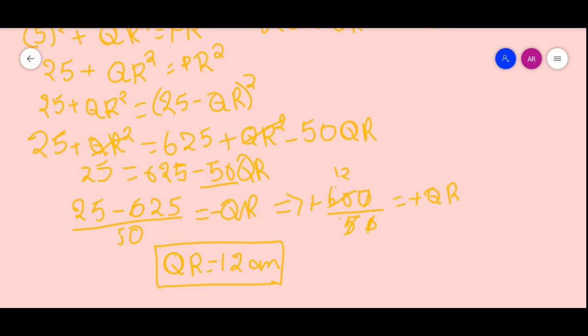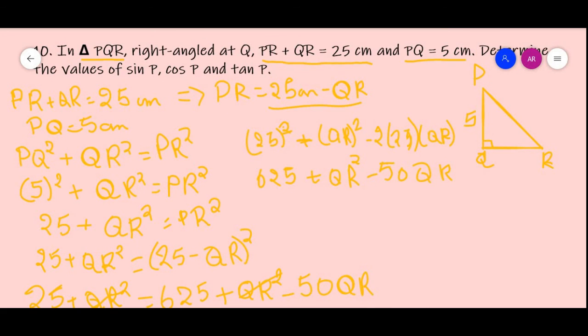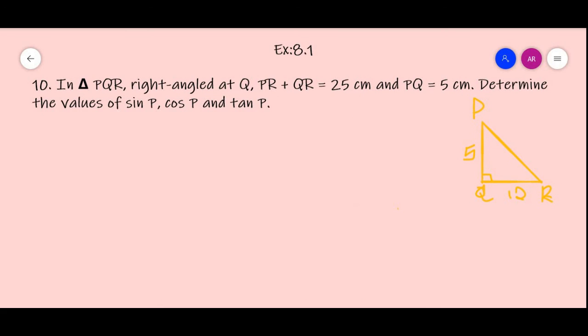If we get one value in the triangle, then we could find out the other, and we could find out all the trigonometric ratios. So we got one of them, so we could do the other now very easily. Let's update the triangle now. So this QR is going to be 12. Now we have to just find the other side, which is PR. Then we could find all the trigonometric ratios very easily. So let's do that now. From now it will be very simple.